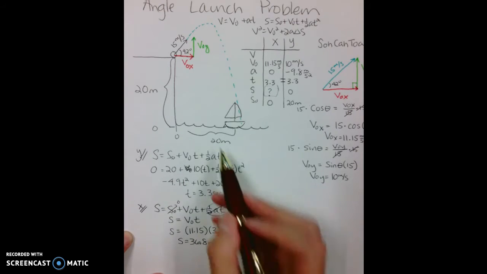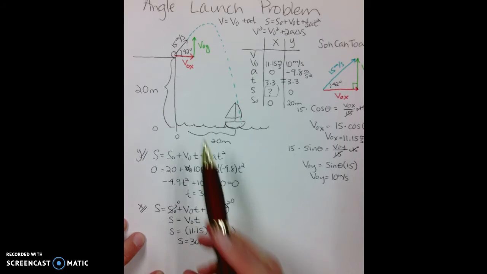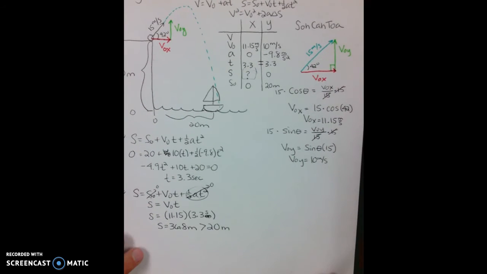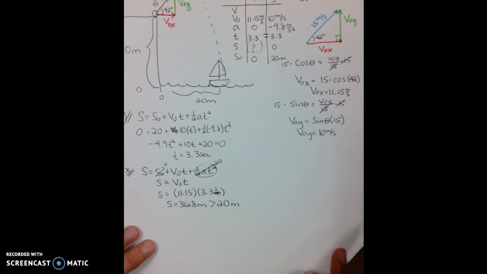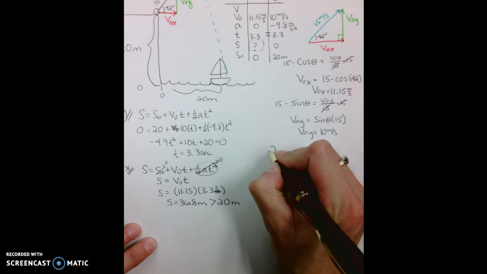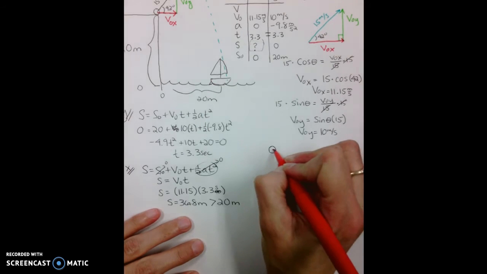Now, how does that compare to 20? Well, it's bigger than 20 meters, so I missed the boat yet again. Okay? So that's how you could find how far out a projectile would go, and sometimes we refer to that as the range. Let's also talk about its landing velocity, so what speed it hits the ground or the water at.